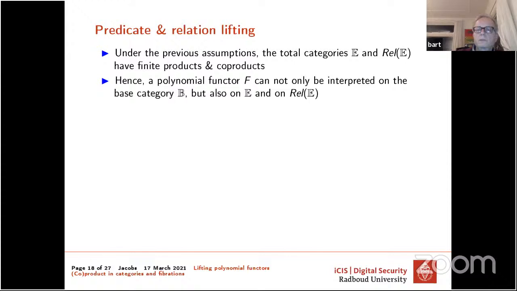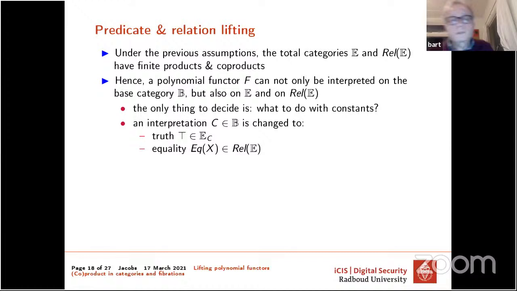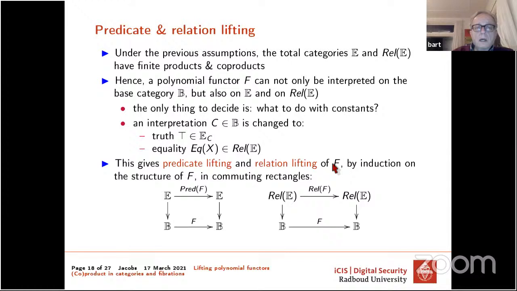So you can lift the functor from the level of types to the level of predicates or relations by induction on the structure. The only thing we still have to decide is what we do with constants. The interpretation of a constant C in the base category is replaced by truth for predicates and by equality for relations. Equality, sorry, this should be a C again. And what you get in this way is what's called predicate and relation lifting. So if I have F here on the base category, I can lift it by induction on the structure of F to the total category simply by interpreting products and coproducts. And the same works here for relations. So this is relation lifting of this functor, which happens very canonically.